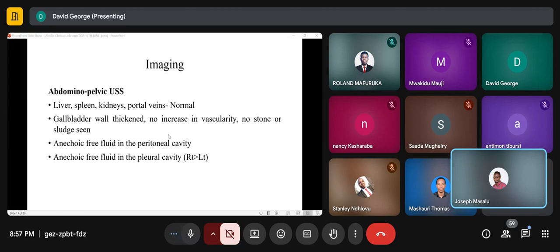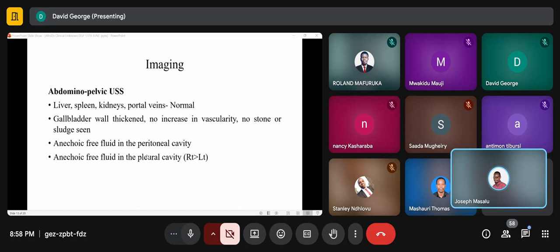But I've seen a couple of cases of hepatitis causing liver injury. The liver can be normal, but usually they will tell you something. They write in the report the starry sky appearance of the liver. The liver is shiny. So in this case, the liver is normal, spleen is normal, the kidneys are normal.